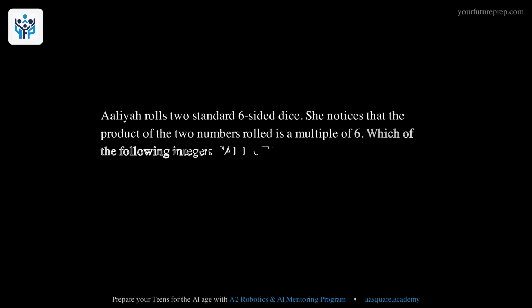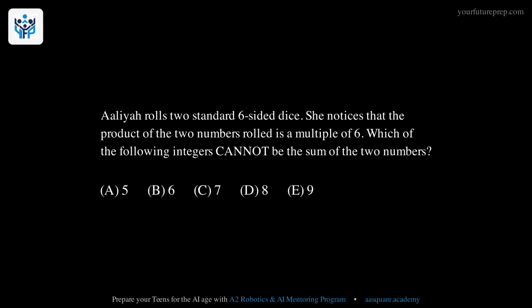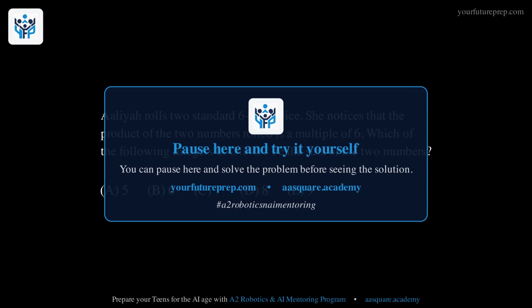Aaliyah rolls two standard 6-sided dice. She notices that the product of the two numbers rolled is a multiple of 6. Which of the following integers cannot be the sum of the two numbers rolled? The choices are 5, 6, 7, 8, or 9. You can pause here and solve the problem before seeing the solution.